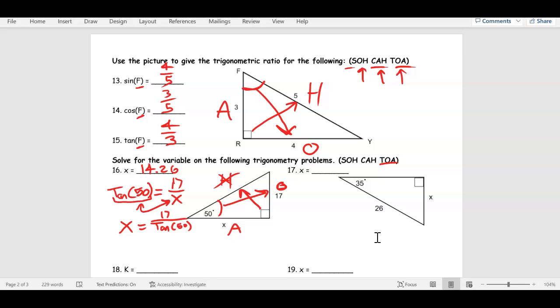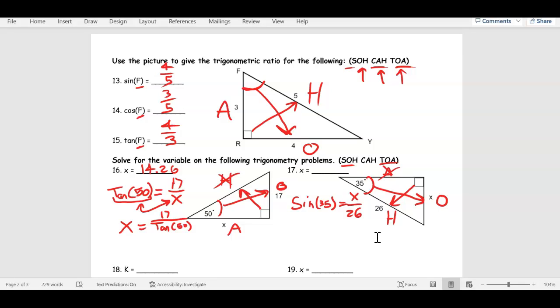Cool. All right, 17. Find the angle, label O, H, A. Across from 90 is H. A is left over. Which one has nothing? It's got to be A. So OH is, so for sine: sine, then the angle, 35, equals O over H, x over 26.